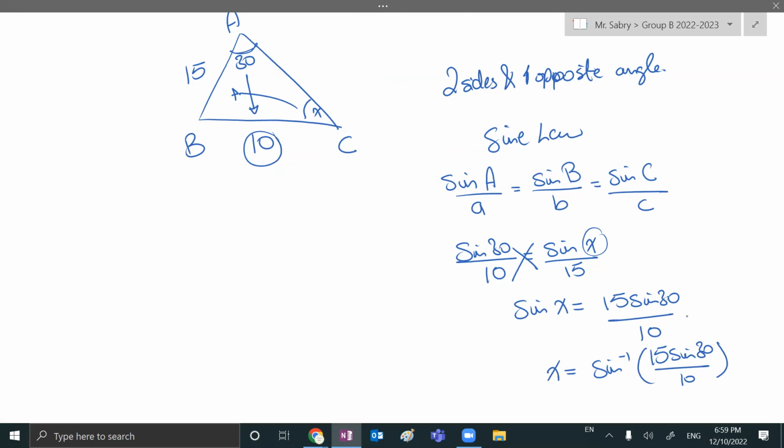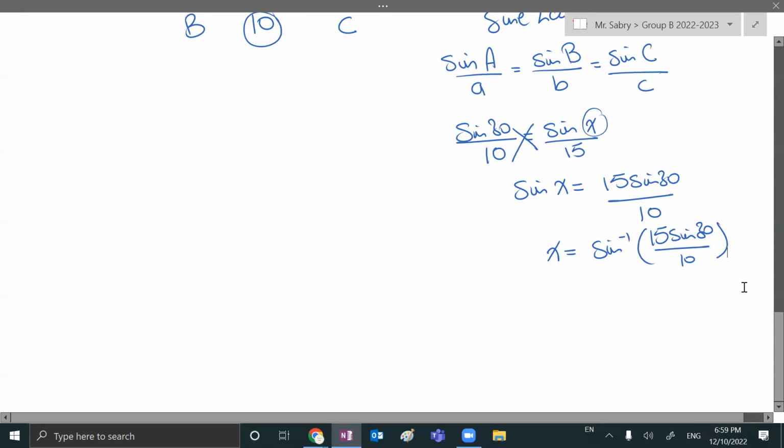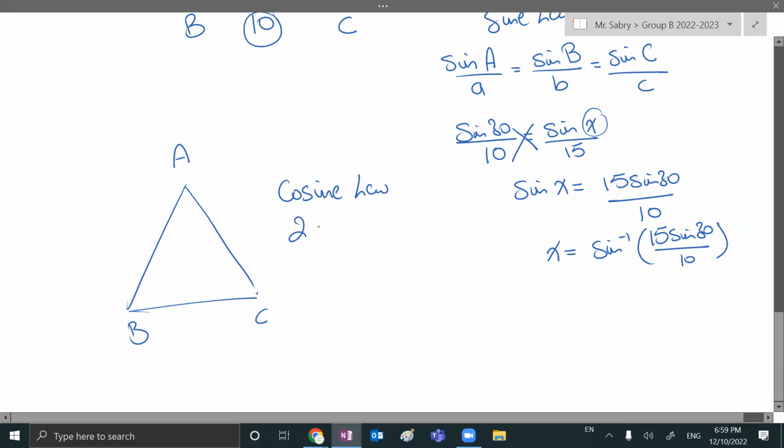Yes. So it's mainly just a cross multiplication procedure, and you must have at least a side and an opposite angle. While the cosine law, which is another law that still applies only in triangles that are not right triangles, states that you need two sides and the middle angle.